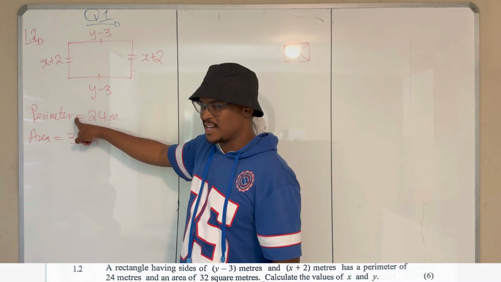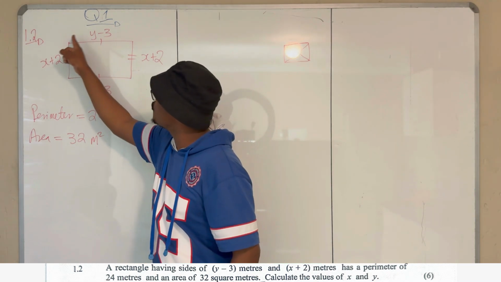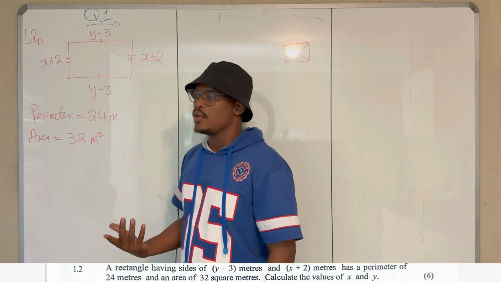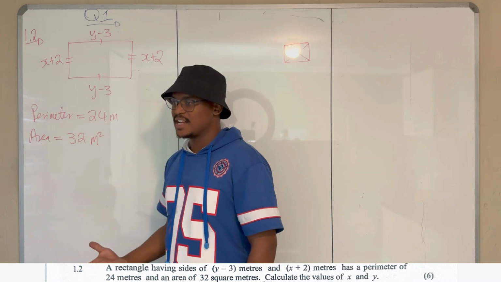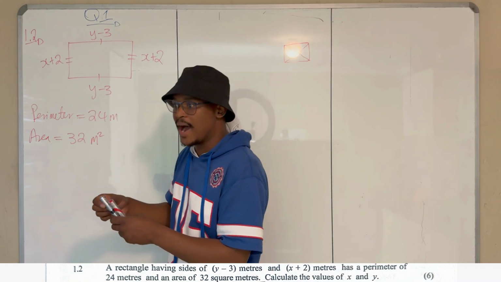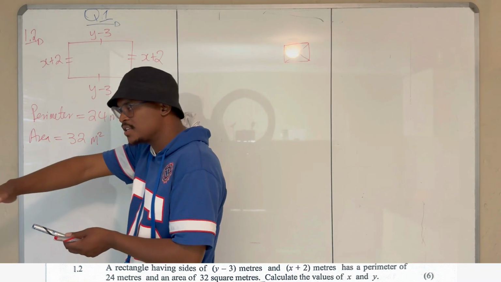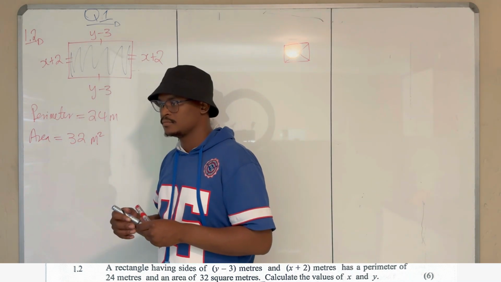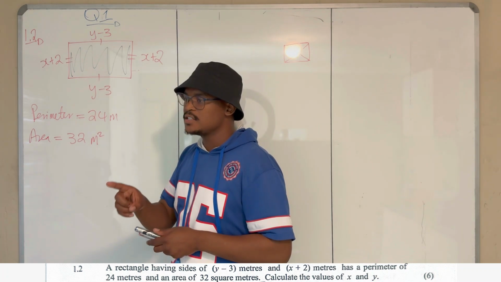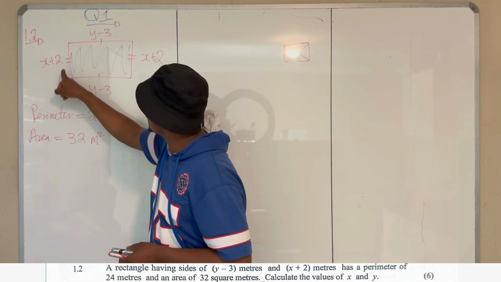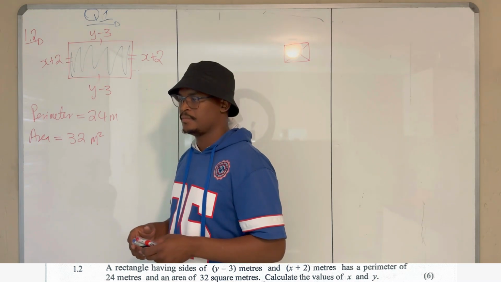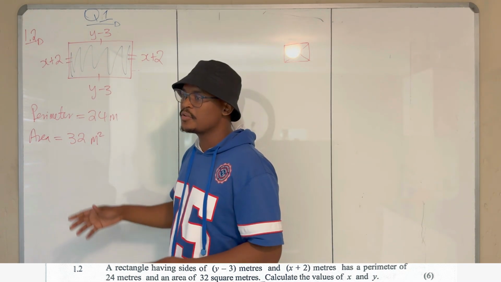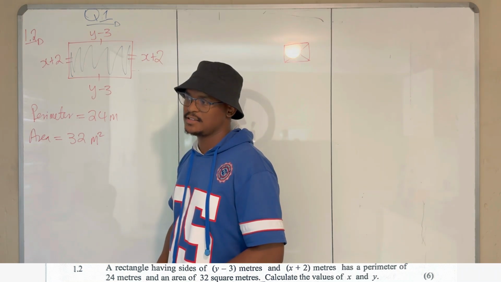So if you want the perimeter, you must add all the sides. If you add all the sides, you're going to get a total length of 24 meters. And the area of a rectangle is the flat space that is occupied by the shape. So it's all of this space that is here. I'm not sure if that makes sense. If you want to calculate the area, you just say length times breadth. If you say this side times that side, you get this area. And then from there, you get two equations and solve them simultaneously.